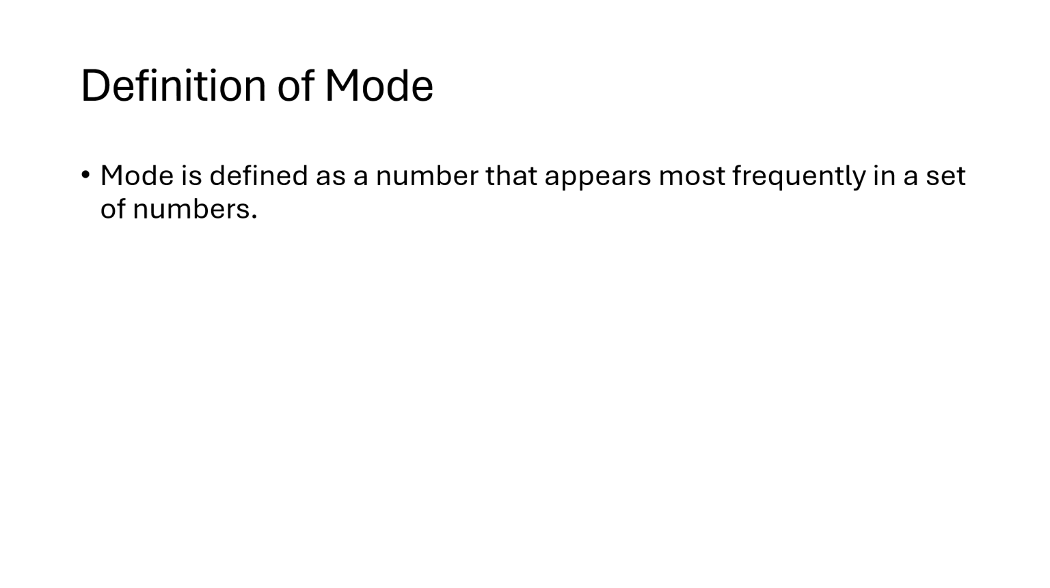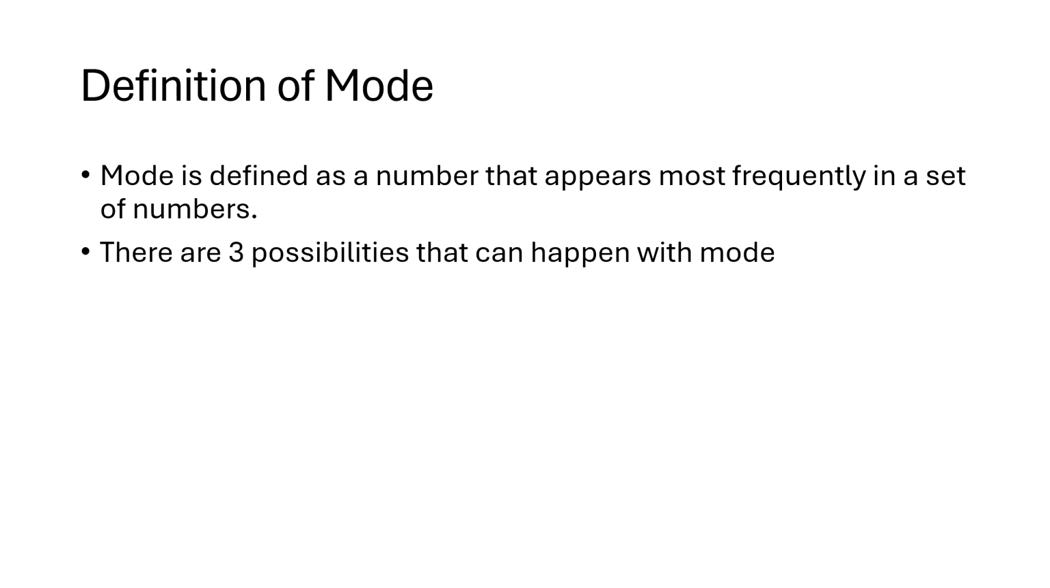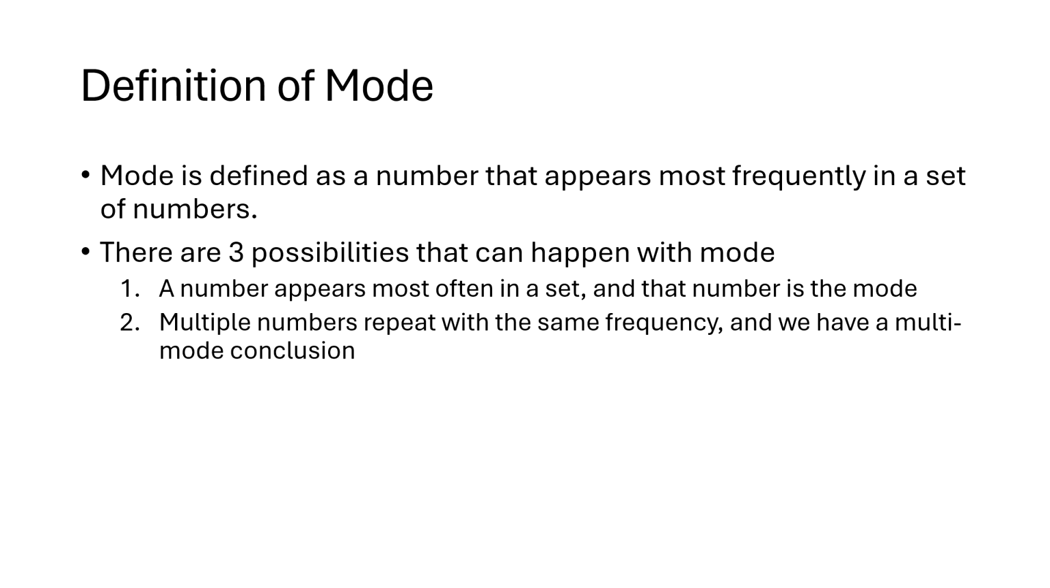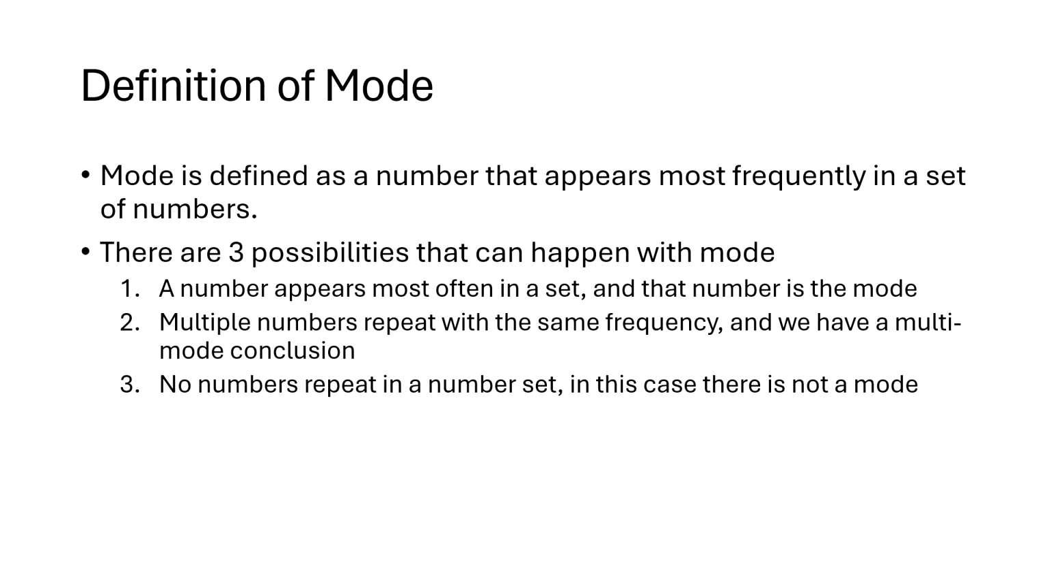And here is mode. Mode is defined as a number that appears most frequently in a set of numbers. There are 3 possibilities that can happen with mode. First possibility is a number that appears most often in a set. That number is the mode. The second possibility is there are multiple numbers that repeat with the same frequency, and so we'll have a multimode conclusion. Or the third possibility, there are no repeating numbers in a set, and so there is no mode.